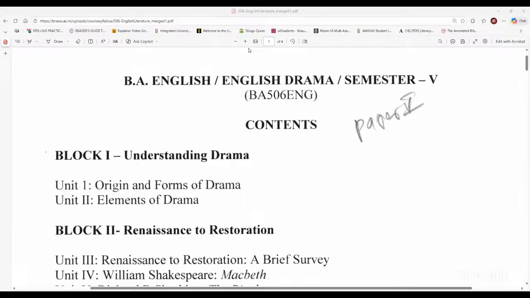The fourth important element of drama is conflict. Conflict is a struggle or tension that drives the dramatic action. Without conflict, drama loses momentum. So, drama requires conflict as a force that pulls the action forward.